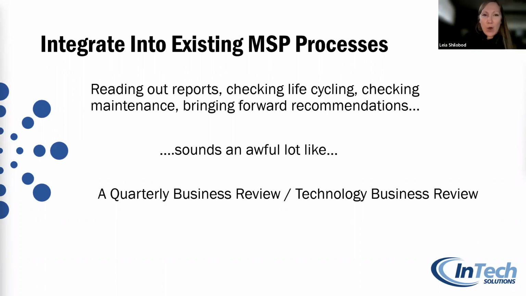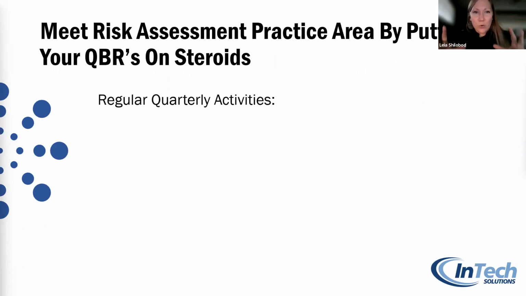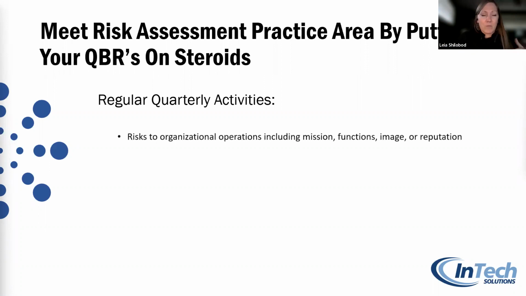So what kind of strategy can we utilize to have an existing process integrate into this requirement? My recommendation, which has been working awesome for us, is to meet the risk assessment practice by putting your QBR on steroids. That's what I want you to think about. Put your QBR on steroids. Have regular quarterly activities. Typically we're meeting with clients on a regular basis right now, mostly quarterly. You're going to do things like discuss risks to the organizational operations, including mission, functions, image, and reputation. That's directly from the practice.